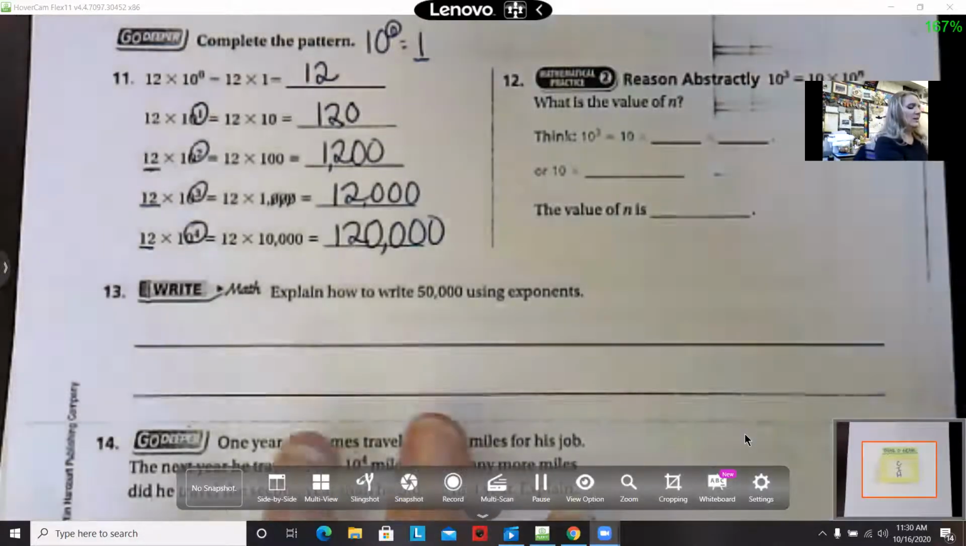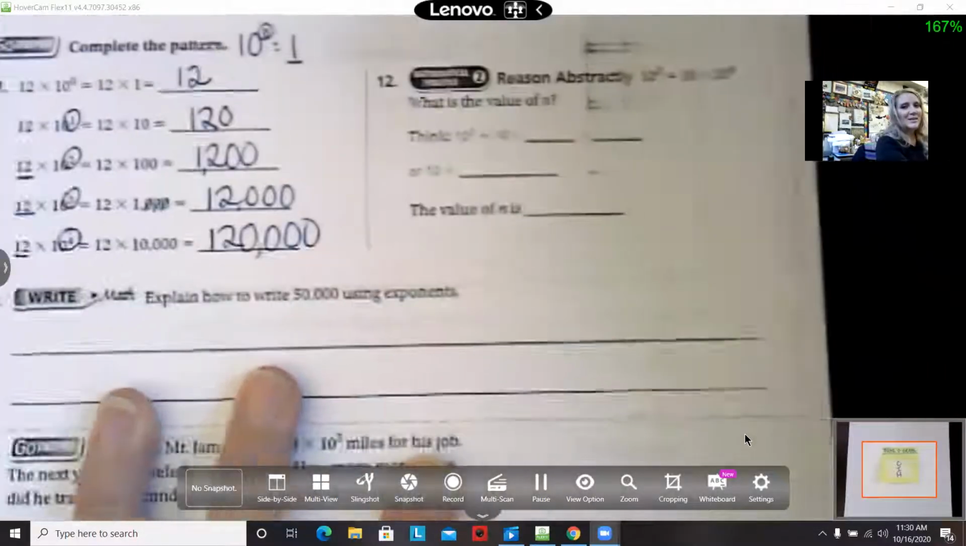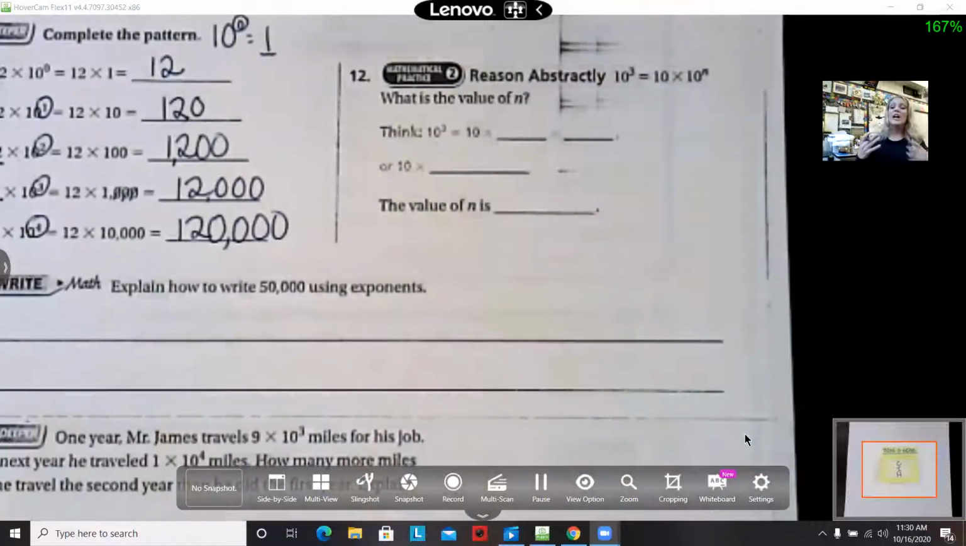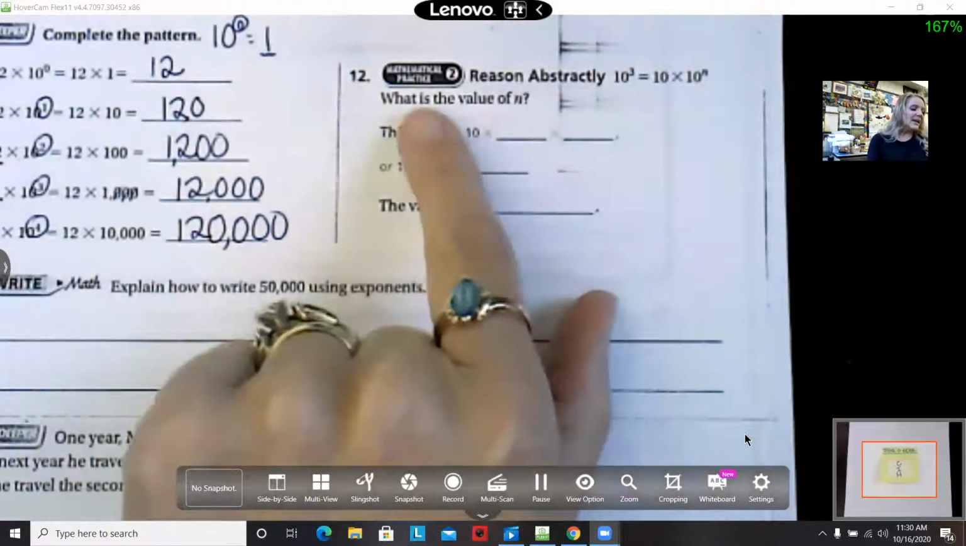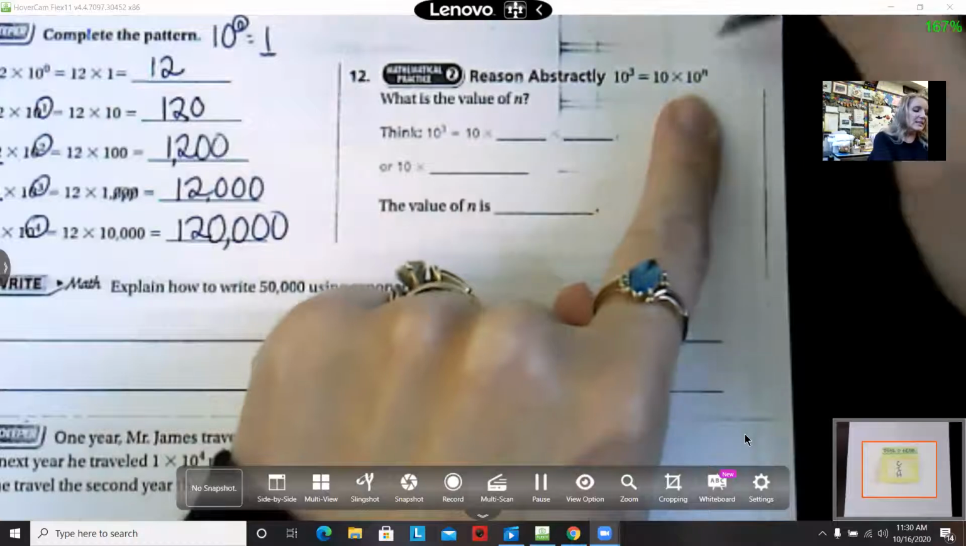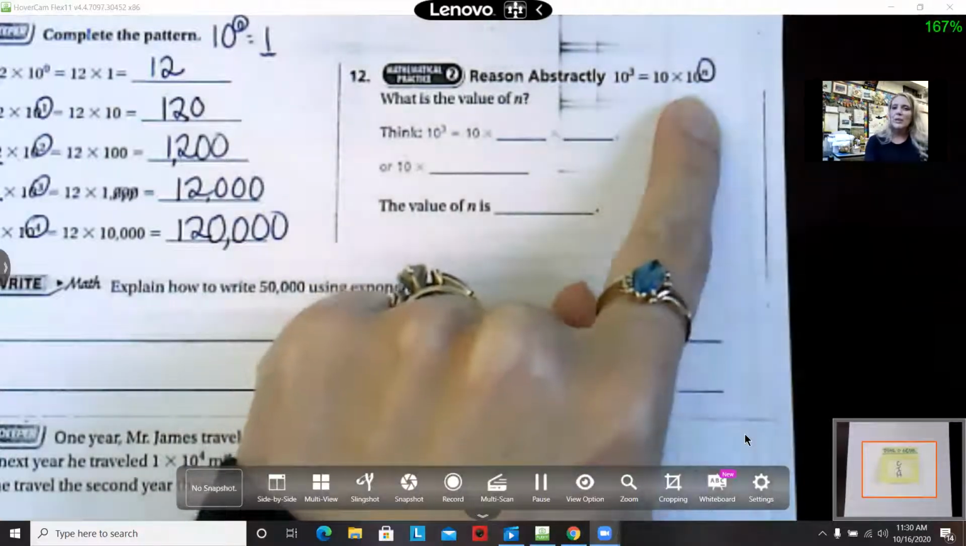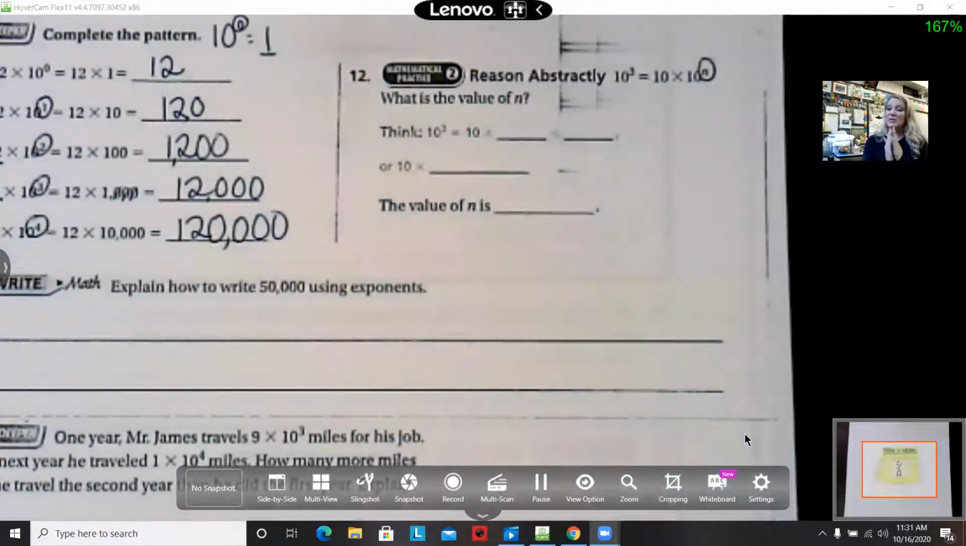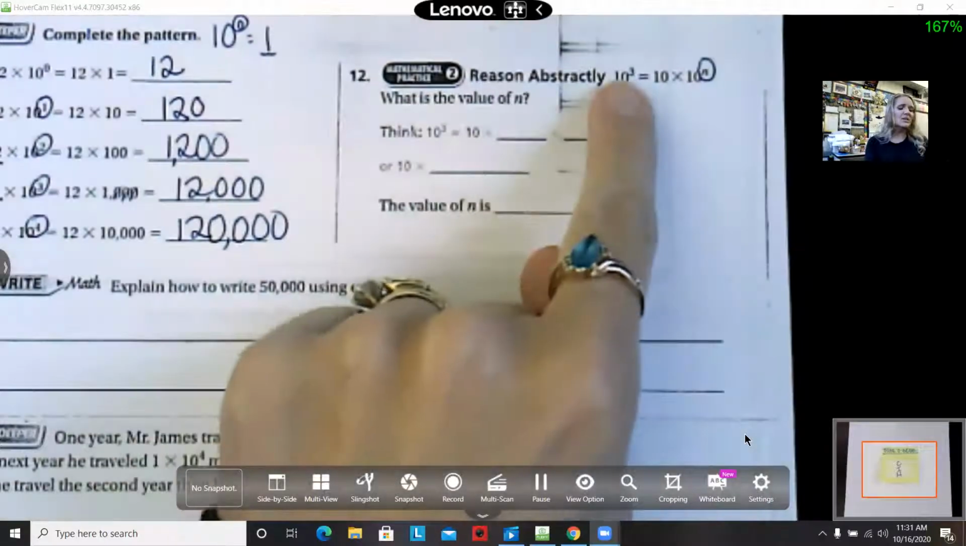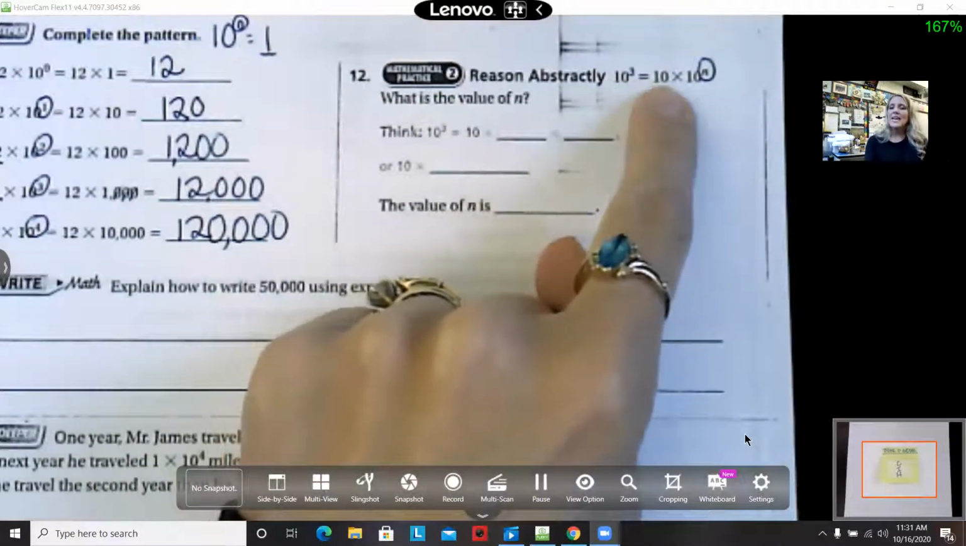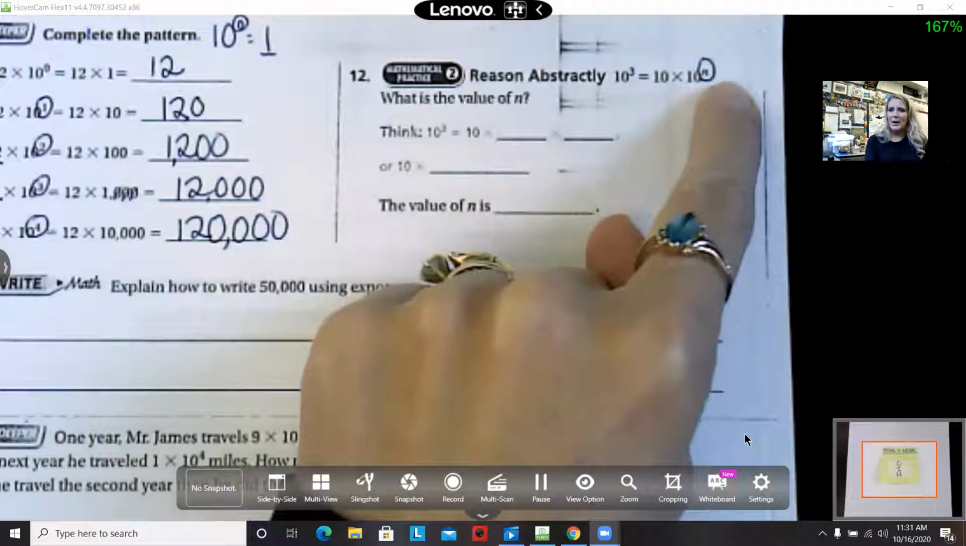Number 12. I know this is a little difficult. This is more algebra, where we really have to think about this for a minute. It's saying, what's the value of this letter N right here? Now, we know that N can be any number, but we have to figure out exactly what number it is. Okay, so 10 to the 3rd power equals 10 times 10 to the what power?